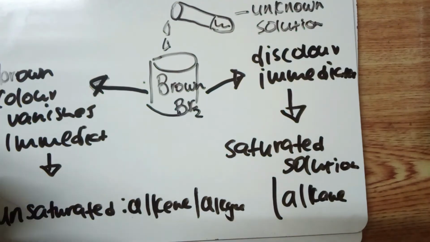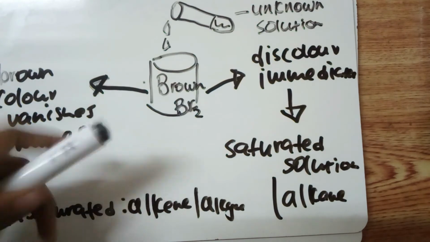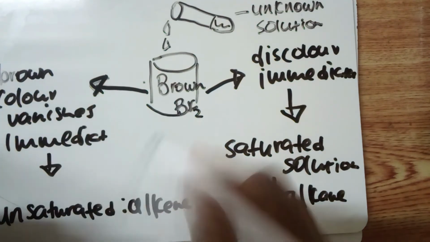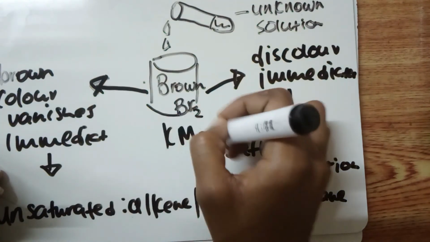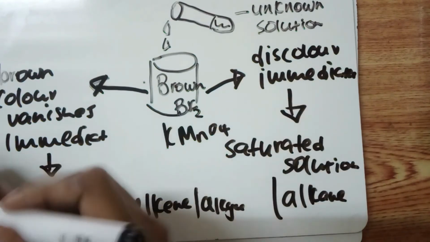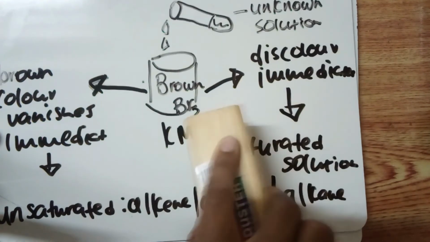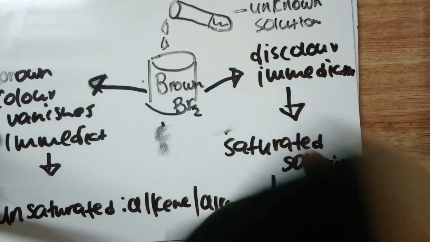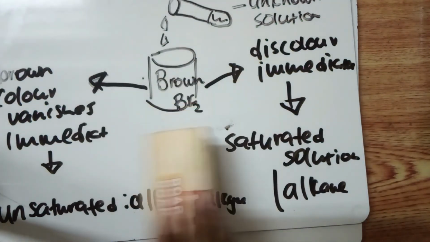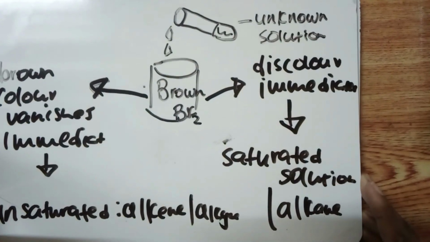You need to know how to distinguish between saturated and unsaturated hydrocarbons using bromine water. Like I said, sometimes you can also use potassium permanganate, which is purple in color, but at this level you only need to know how to use your bromine water. Cool. So this is not going to be long.